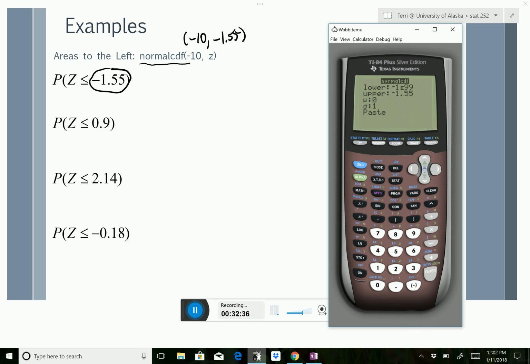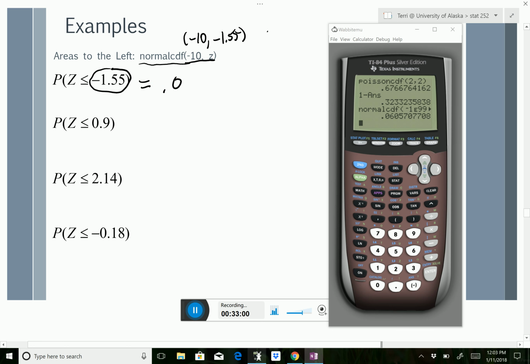-1.55. Now, 0, 1. Those of you who don't have a menu, don't worry about that because you do not need to put a mu and sigma in there. The mu and sigma default is 0 and 1. We don't need to change that for our problem. We're just going to hit paste and enter. And you should get 0.0606. Again, go 4 decimal places for these probabilities.